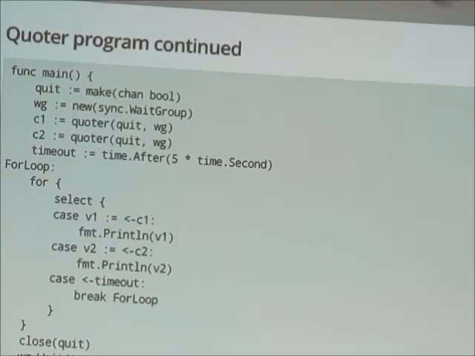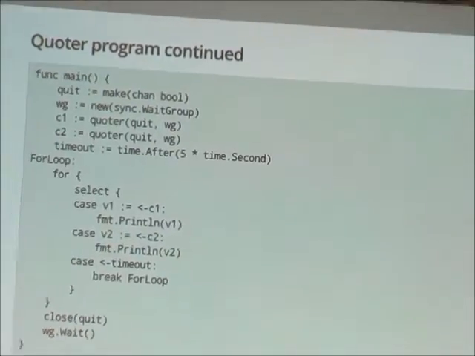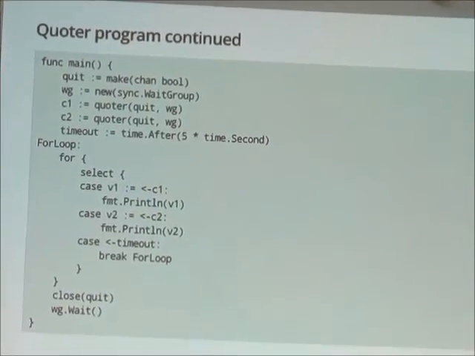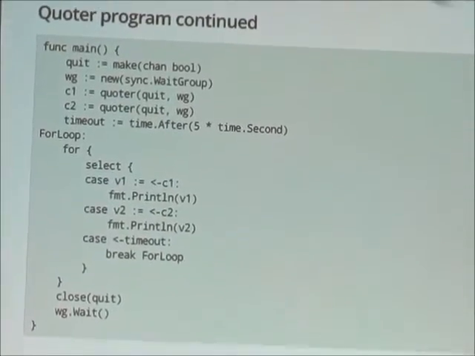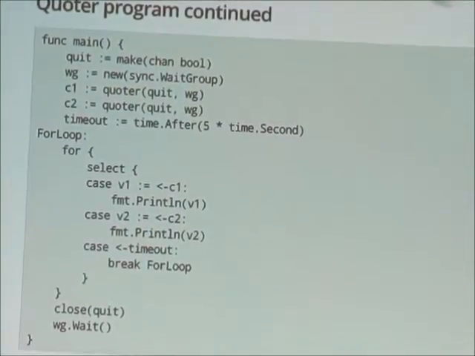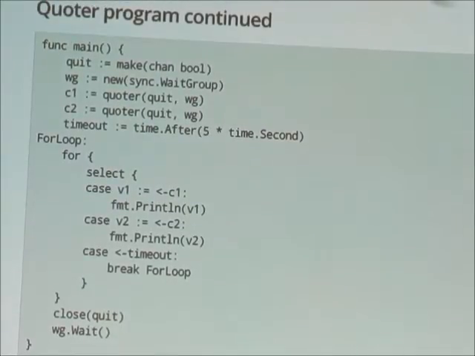Continuing on, this is the main routine that uses that quoter function. We make the quit channel, we make the wait group, we set up 2 quoters, and let them run for 5 seconds. While they're running, we're reading from the output channels and printing to the screen. When the timeout expires, we stop, close the quit channel, and then wait for everything to shut down. This is what we ended up with last time after multiple steps.